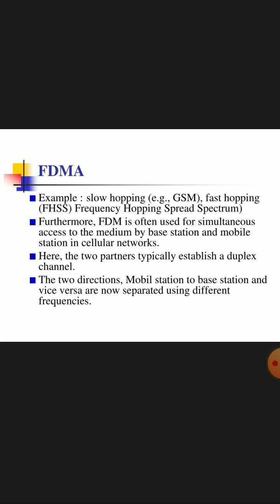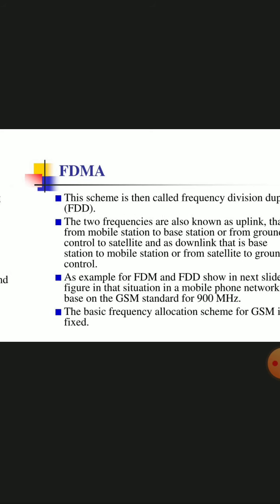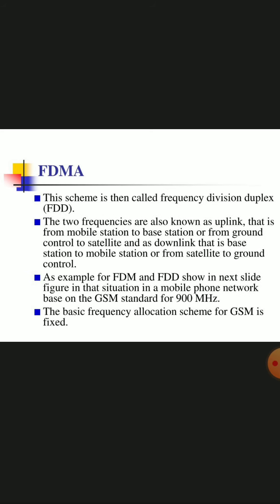Two partners typically establish duplex channels. The two directions, mobile station to base station and vice versa, base station to mobile station, are separated using different frequencies. The accessing is in two ways, duplex ways. This scheme is called FDD, frequency division duplex.